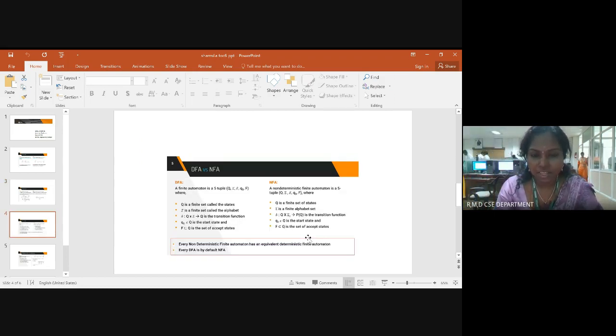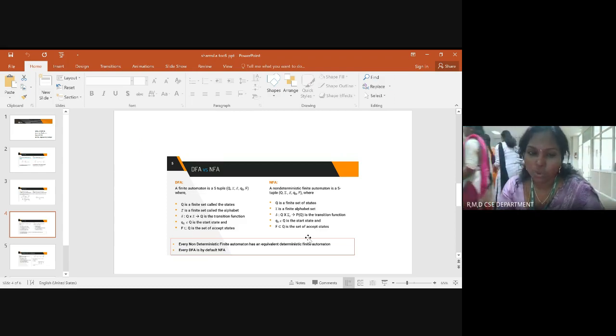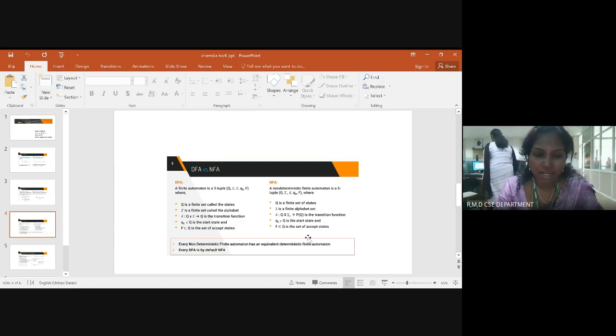In an NFA, there are five tuples: Q, sigma, delta, Q naught, F. Before going to the NFA, let's discuss the DFA transition. Q is a finite set called the states. Sigma is a finite set of alphabets. Delta is a transition function that goes to exactly one state. Q naught is your initial state. F is your final state.